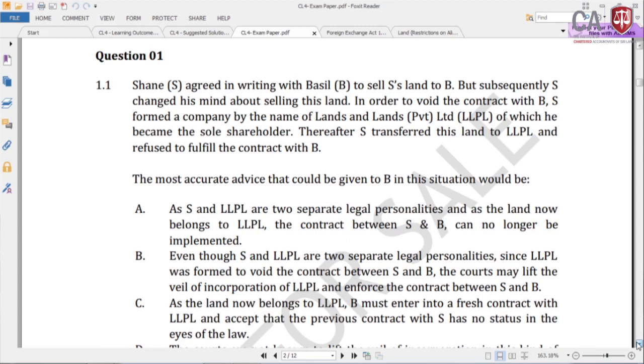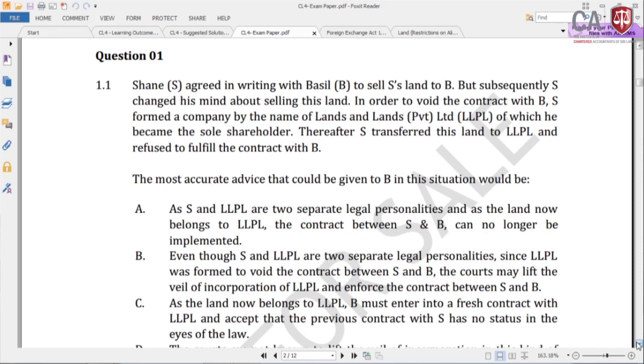So he thinks that he can refuse to transfer this land to B in line with the contract that he has entered into with Basil, because he can say that now the land is owned by a company and that he cannot take a decision as of his private land, because the company is a different and separate person from Shane.